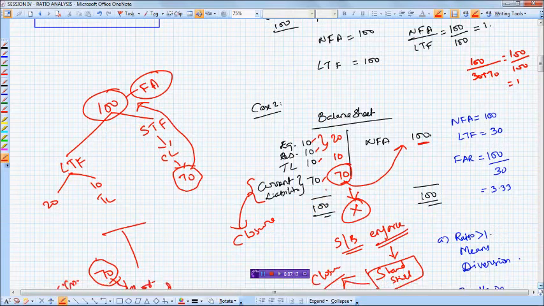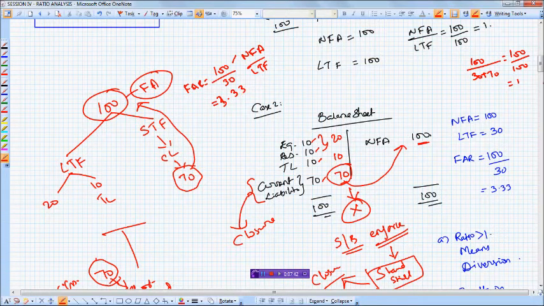Take case number 2. Fixed asset created is what? Fixed asset created is 100 rupees, and how much is the long term fund used for it? The long term fund used for it is only 30. So what is the fixed asset ratio? Fixed asset ratio is calculated by net fixed assets divided by long term funds. In this case, 100 by 30, it is 3.33.